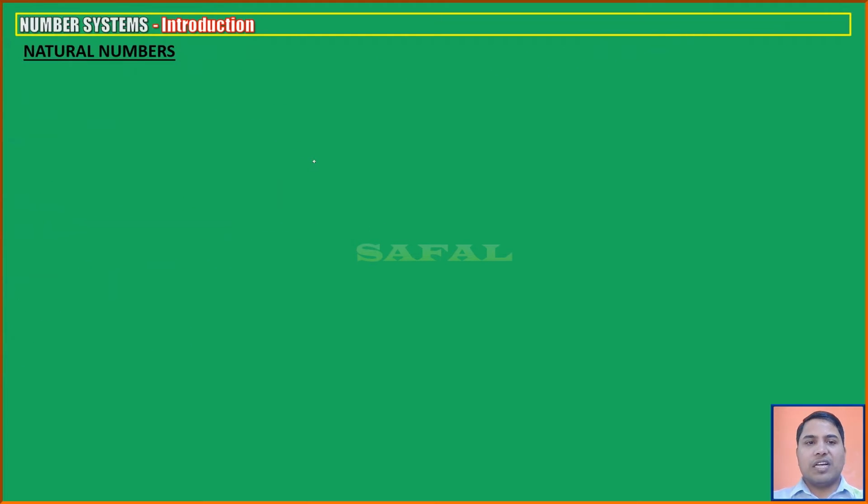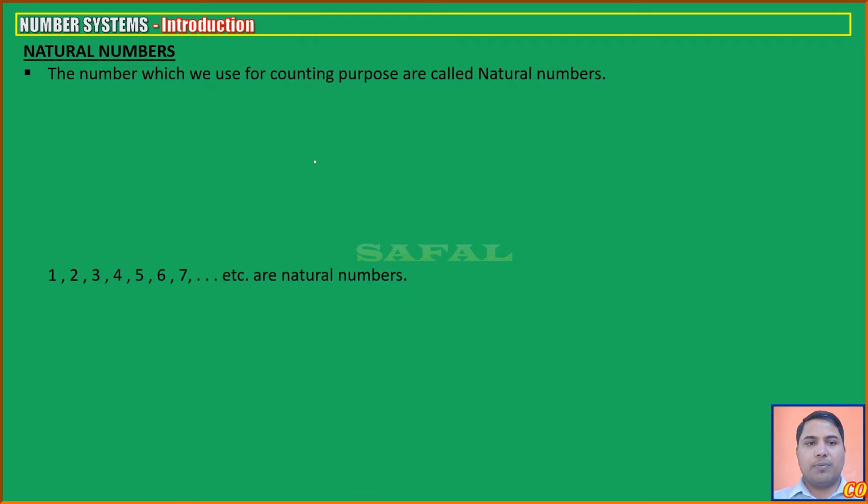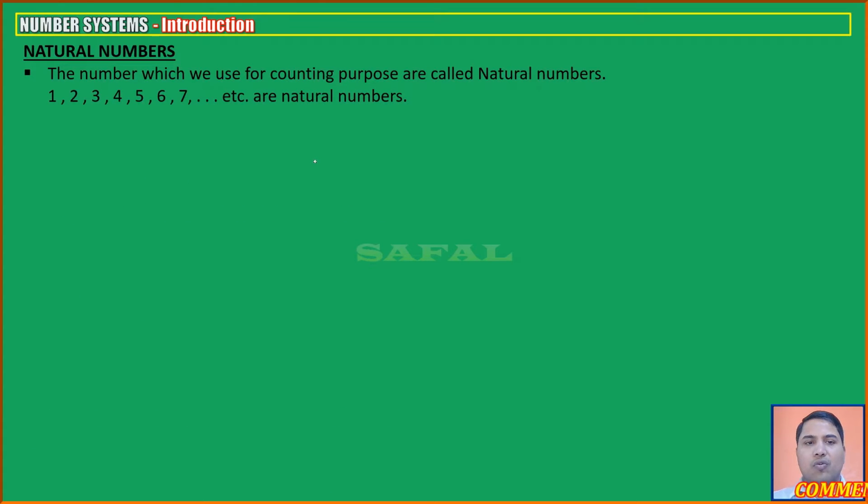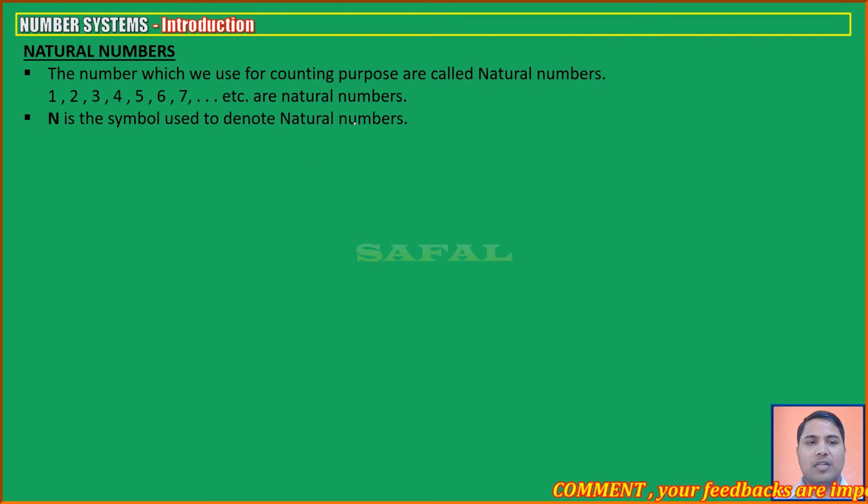The first one we have is natural numbers. All of you already know that whatever numbers we are using for counting purposes, we call them natural numbers. For example, 1, 2, 3, 4, 5, 6 and so on are examples of natural numbers. Capital letter N is used to denote natural numbers. That's the standard notation you need to keep in mind.